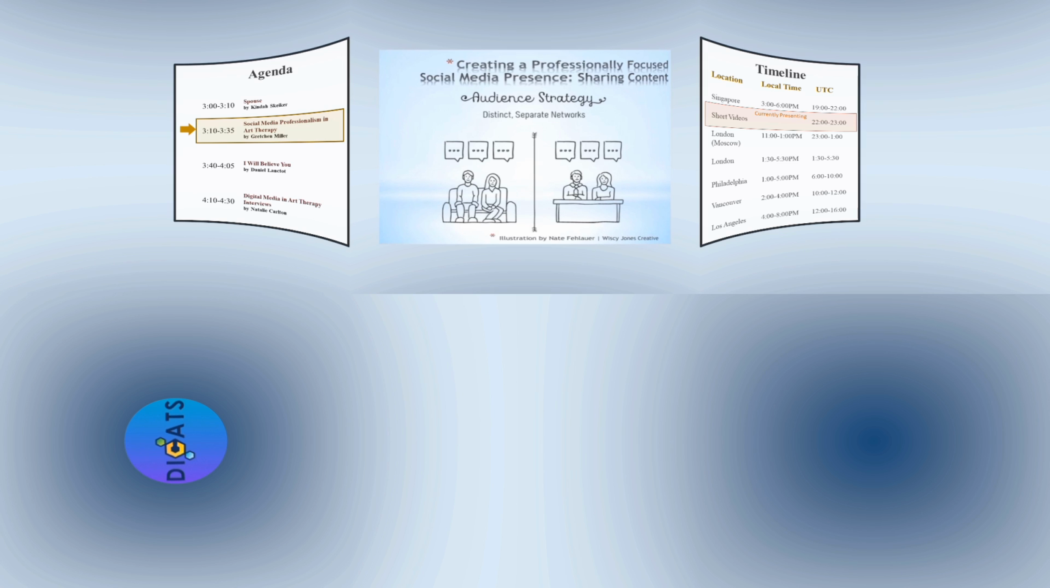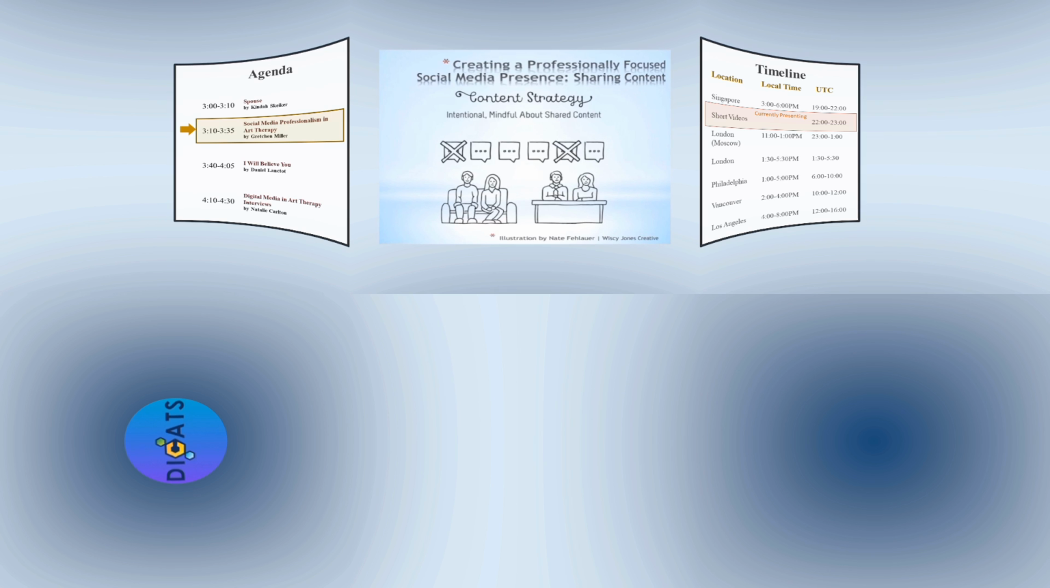Examples of implementing this type of strategy include redirecting work-related contacts to connect on professional networking sites such as LinkedIn, or for you to create a completely separate professional profile or page.